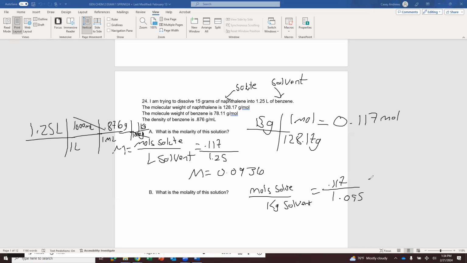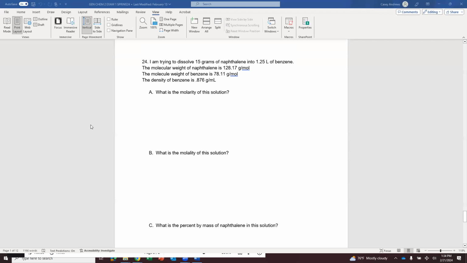So my molality is 0.107 molal. So that's A and B. Let's go down to C. What is the percent by mass? So percent by mass is mass solute divided by mass solute plus mass solvent. And we're going to multiply that by 100%.